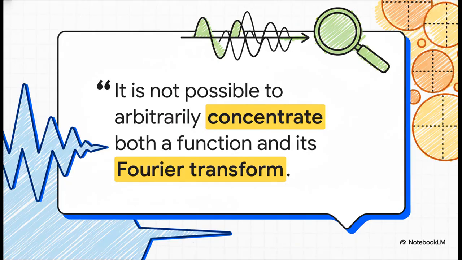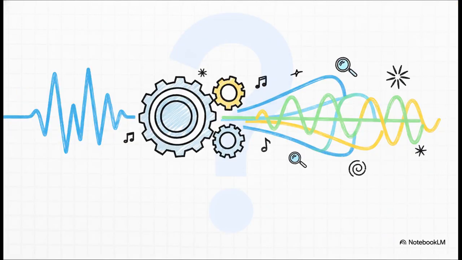At the end of the day, as the mathematicians would say, you simply cannot arbitrarily concentrate a function and its Fourier transform. If you squeeze one, the other one will always spread out. It's not a flaw in the system, it's just a deep, beautiful truth about how information is structured in our universe. And that really leaves us with a final massive thought.